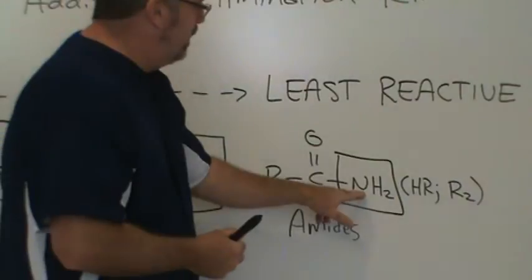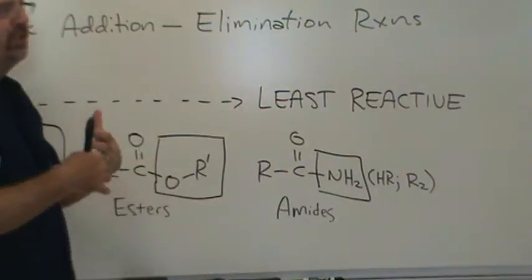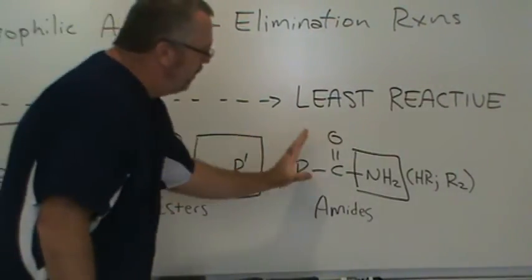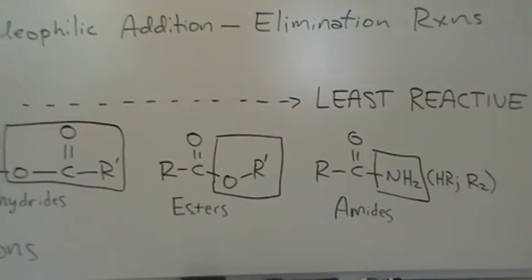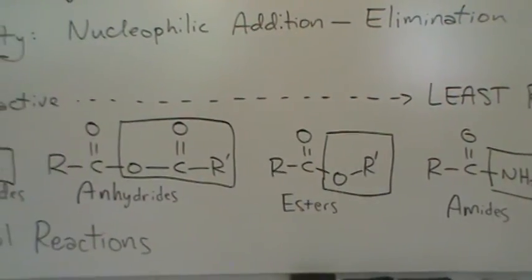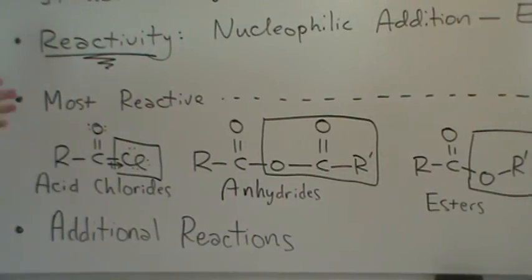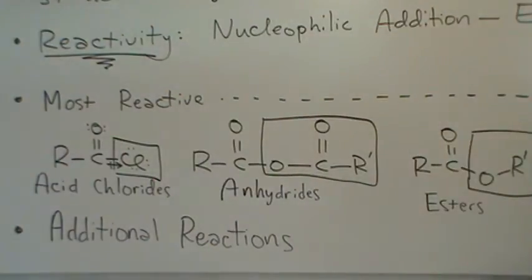And that's true whether it's NH2 or NHR or NR2. All of those nitrogen-like amide anions are going to be poor leaving groups. So those are the least reactive, the amides. So there we have it. In total, for the nucleophilic addition elimination reaction: acid chlorides, anhydrides, esters, and amides, in that order. Now let's go over here and look at a couple specific examples.